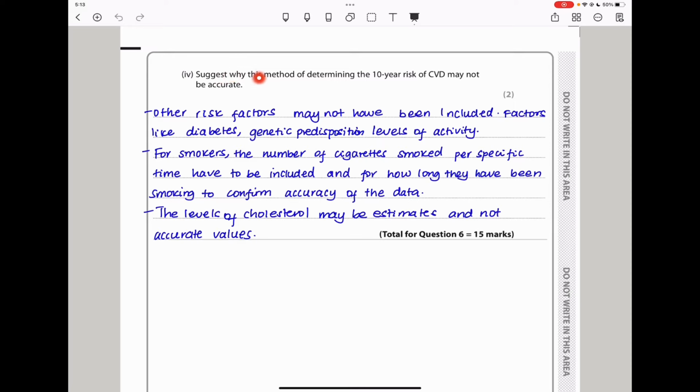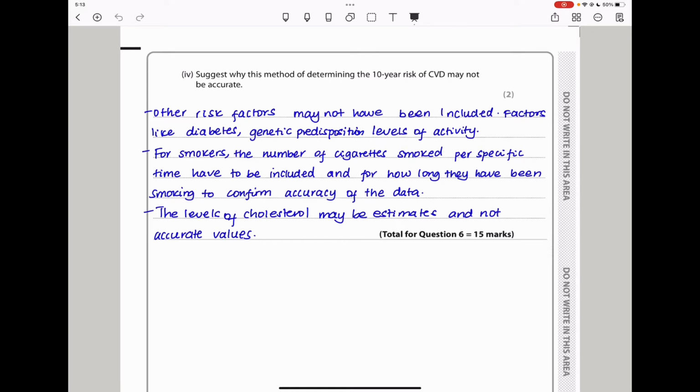Here they say suggest why this method of determining the 10-year risk of CVD may not be accurate. It may not be accurate because these are not the only risk factors. There are other risk factors that have not been included. So I say other risk factors have not been included. Factors like diabetes. If somebody has diabetes, they could have a higher chance. There is a genetic predisposition.